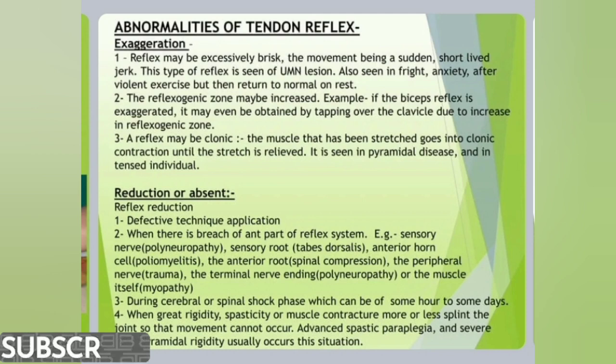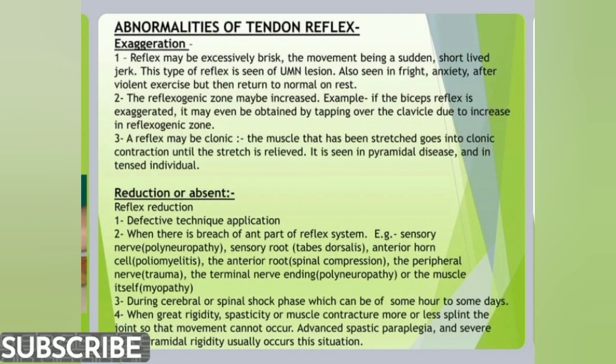The reflexogenic zone may be increased. For example, if the biceps reflex is exaggerated, it may even be obtained by tapping over the clavicle due to an increase in the reflexogenic zone. A reflex may be clonic. It means the muscle that has been stretched goes into clonic contractions until the stretch is relieved. It is seen in pyramidal disease and in tense individuals.